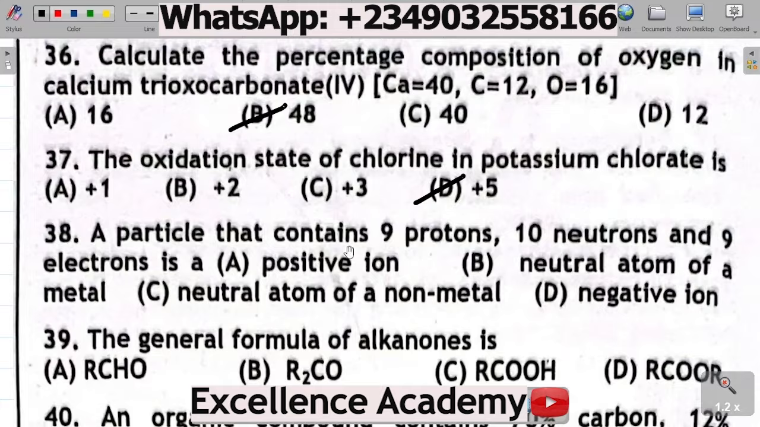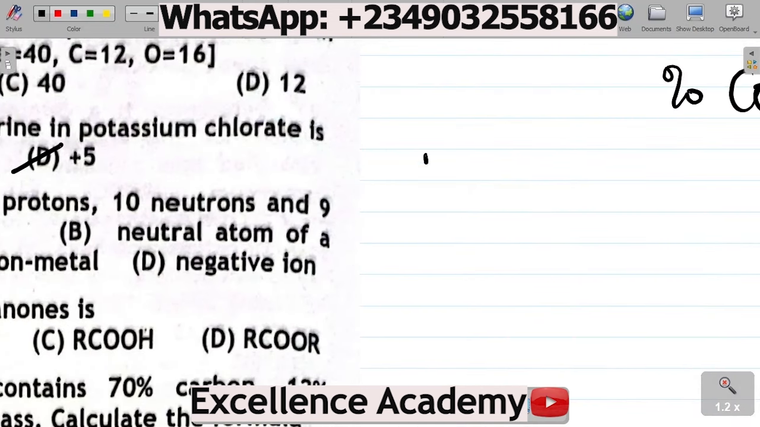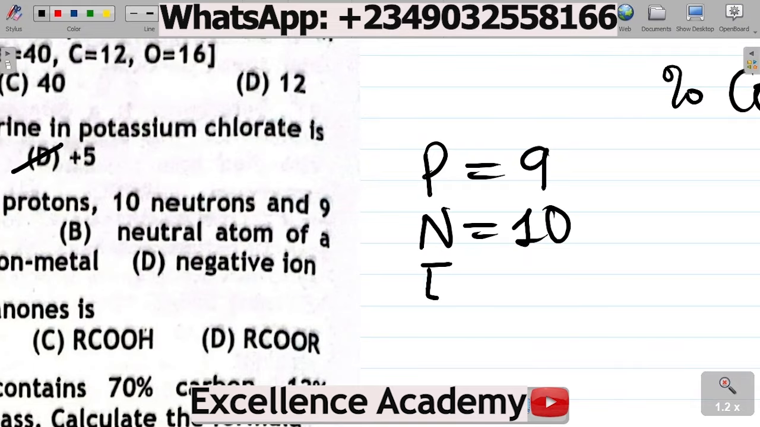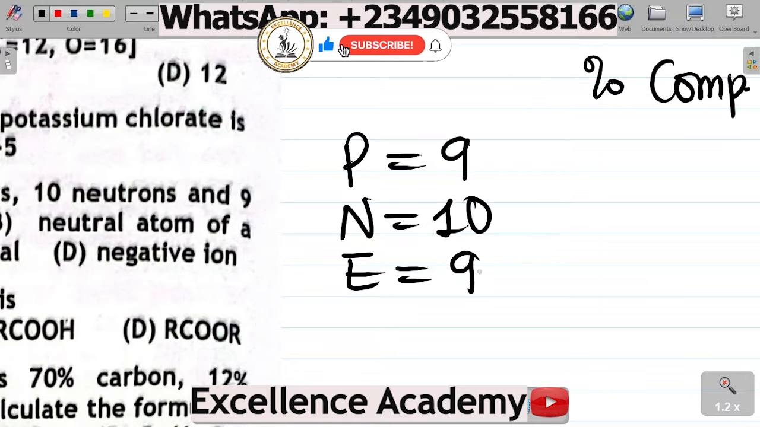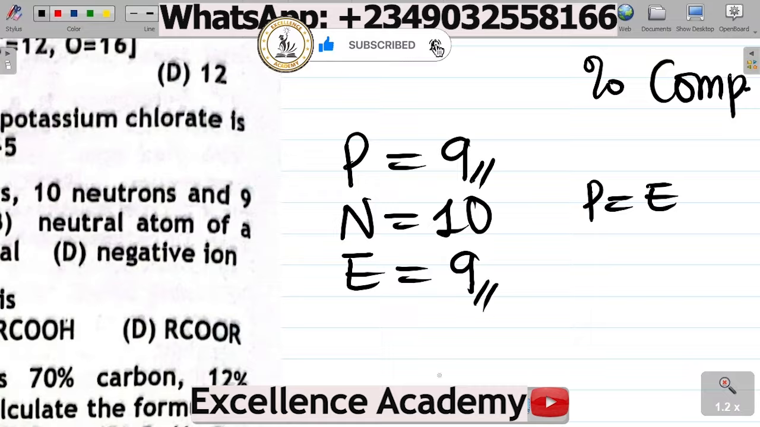38. A particle that contains 9 protons, 10 neutrons, and 9 electrons is A, positive ion, B, neutral atom of a metal, C, neutral atom of a non-metal, D, negative ion. Now, if you look at this, they said the number of protons, P, is equal to 9, the number of neutrons, N, is equal to 10, and the number of electrons, E, is equal to 9. For a neutral atom, the number of protons will be equal to the number of electrons. You can see that protons are 9 and electrons are 9. So first things first, we know that it's a neutral atom.